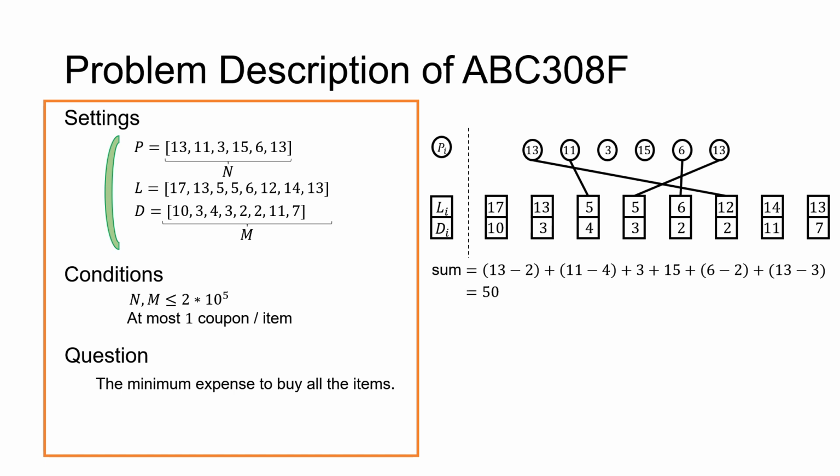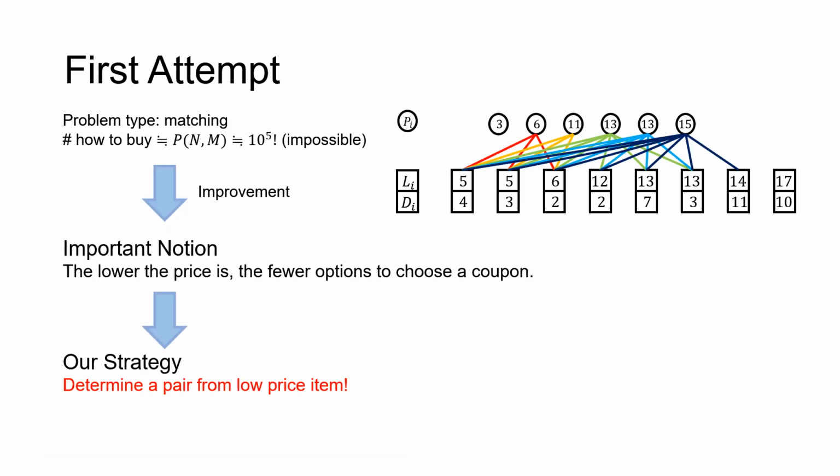In the example, if we use the coupons as shown in the right diagram, the expenses can be calculated as follows. However, there might be a more efficient way to buy all the items, so this is not the final answer. Let's proceed to solve the problem.